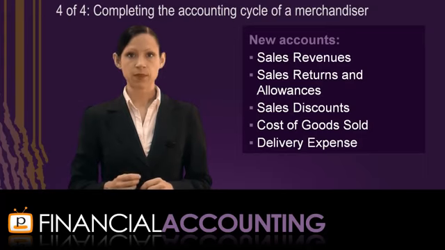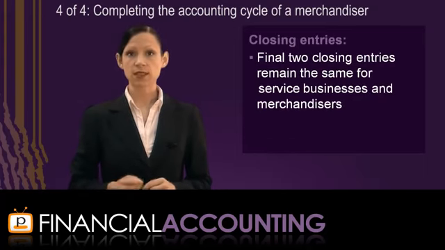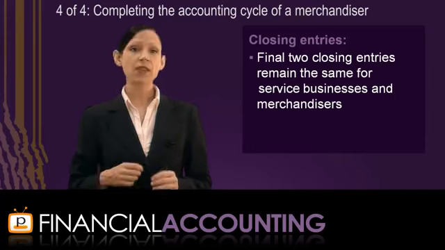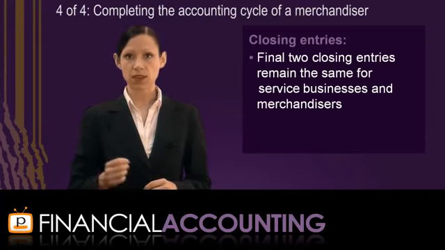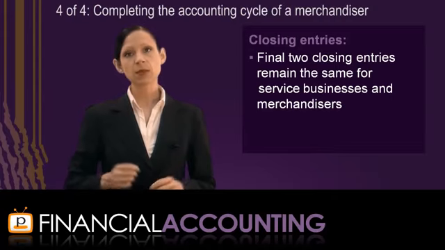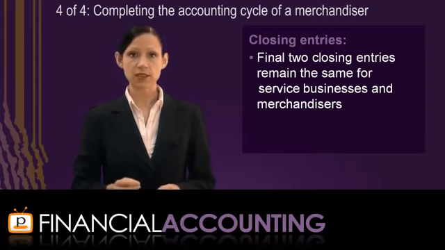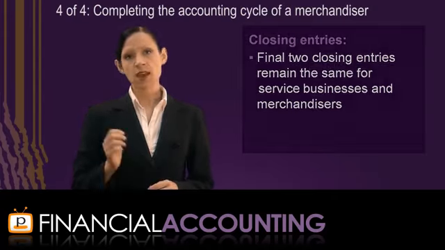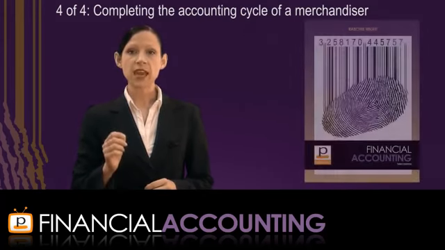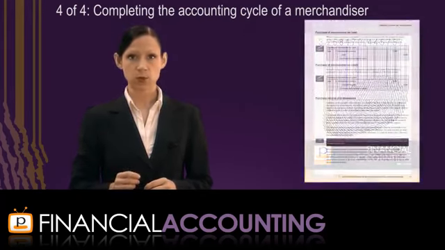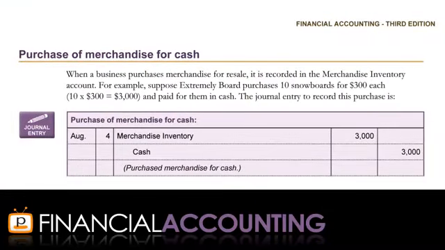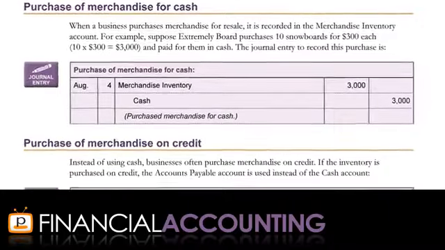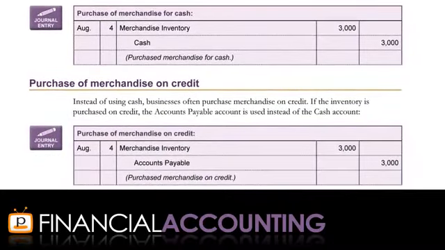expense. The final two closing entries to close the income summary account to equity and then close the withdrawals account to equity remain the same for both service businesses and merchandisers. Now, this summary has focused on a selection of the basic transactions of a merchandiser. If you haven't done so already, you should carefully study the chapter in your Pedisco textbook. There, you'll find a few more variations on the transactions presented in this summary, which you should study until you're able to confidently record all the journal entries presented in the chapter.